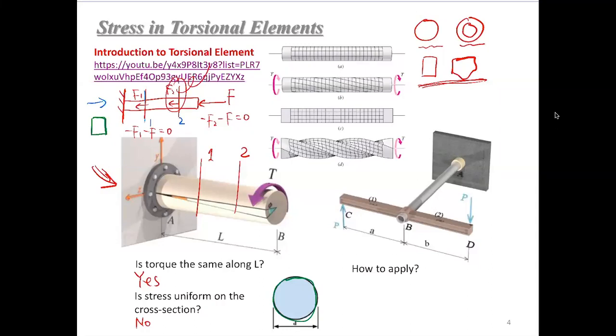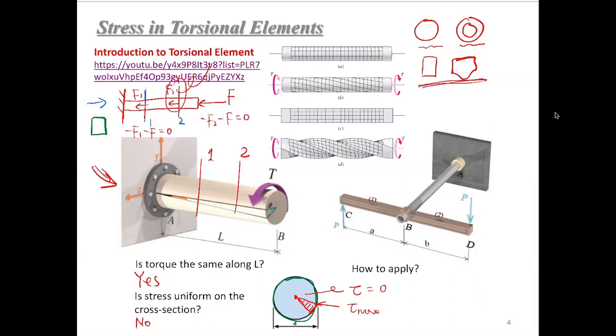We will show why it's different, because at the centroid, the shear stress will be 0, and on the edge, it reaches its maximum value. Between these two points, it's a linear distribution. So the shear stress is linearly proportional to the distance from the centroid of this cross section.